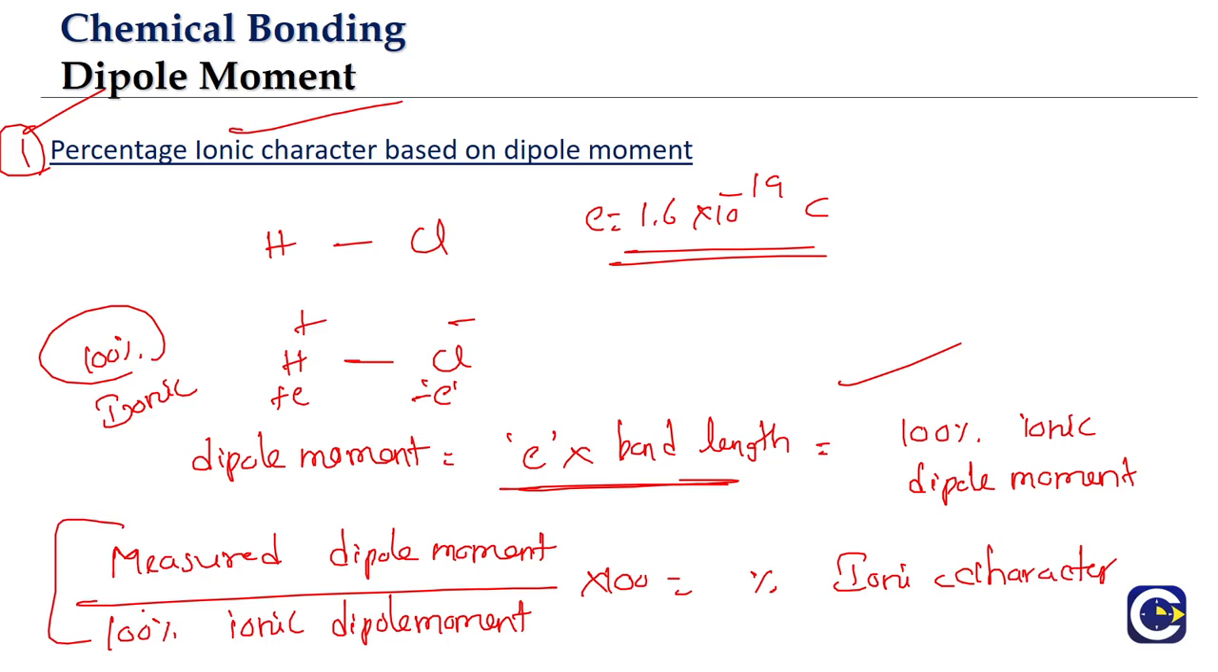Whatever is our measured dipole moment for the particular bond, we have methods to find out the dipole moment. So the measured dipole moment value for the bond divided by that 100% ionic. 100% ionic means we'll assume that there is a complete transfer of electron from the less electronegative element to the more electronegative element. From there we will be able to calculate the percentage ionic character. So this is one of the important applications of the concept of dipole moment.